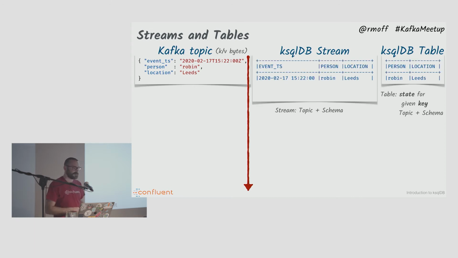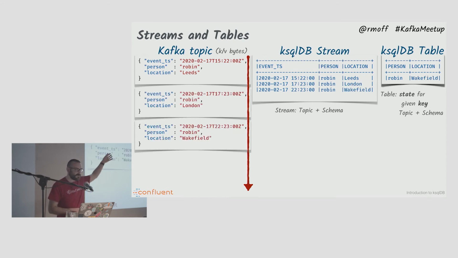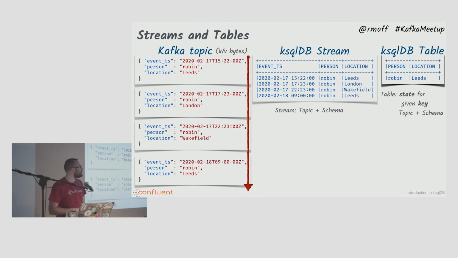But it's the same topic underneath. So the message comes in, on the stream we have that, on the table we have that. It kind of looks the same at the moment. But then another message comes in the stream, we can see the update. In the table, the state changes to reflect the change.